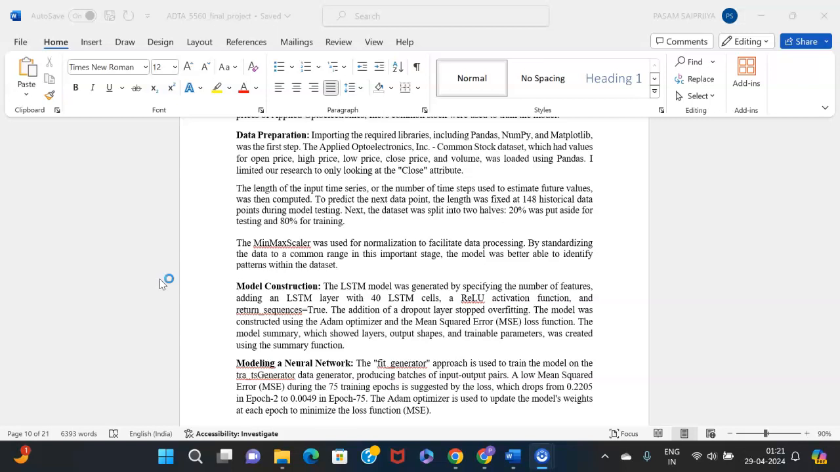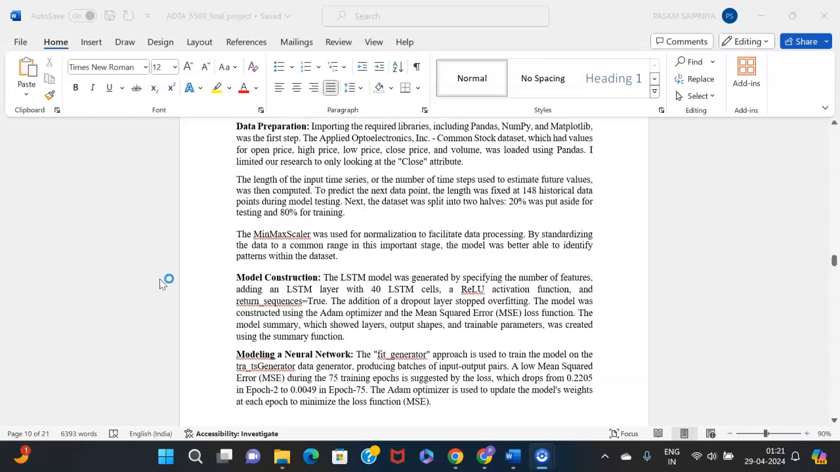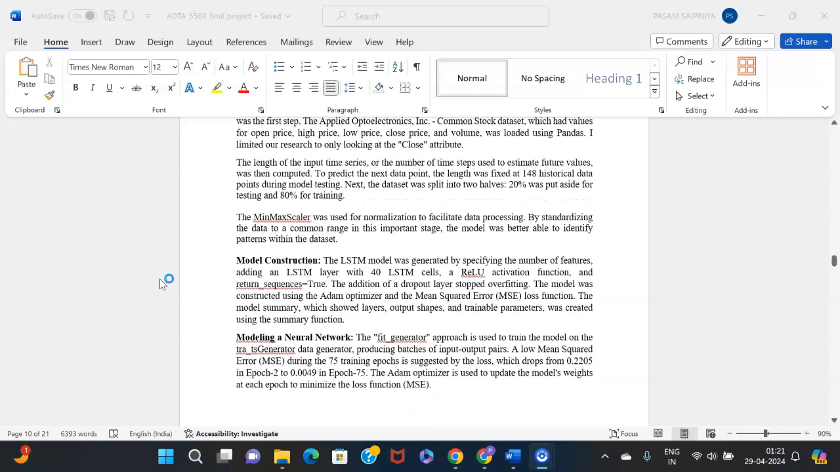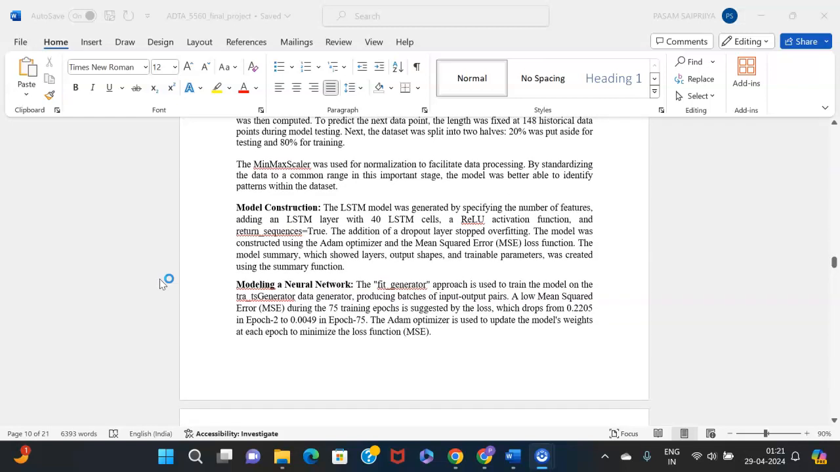Next, the dataset was split into two halves: 20% was put aside for testing and 80% for training. The MinMaxScaler was used for normalizing to facilitate data processing. By standardizing the data to a common range in this important stage, the model was better able to identify patterns within the dataset.